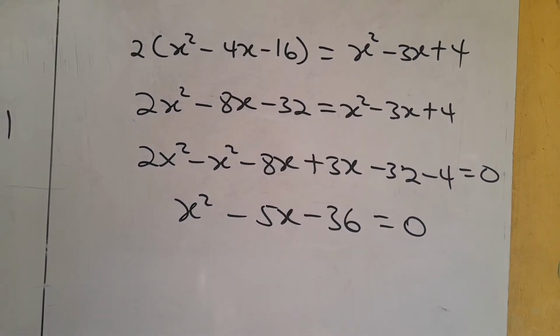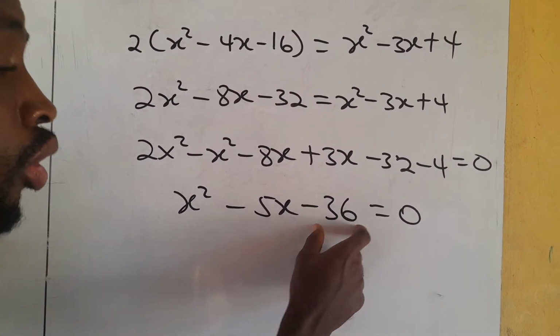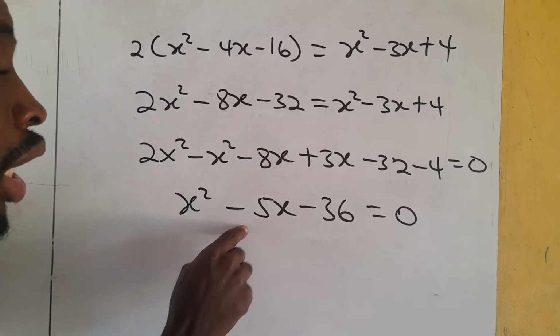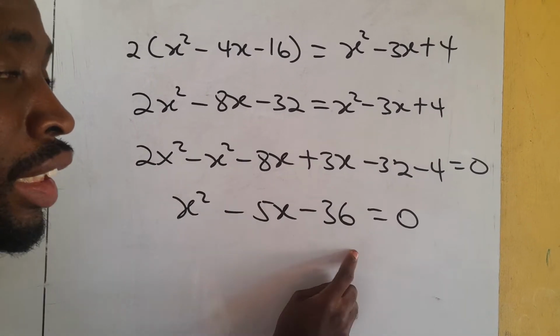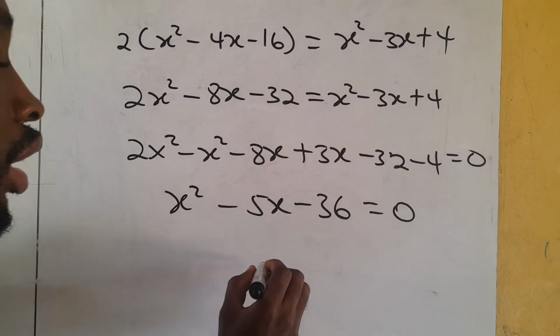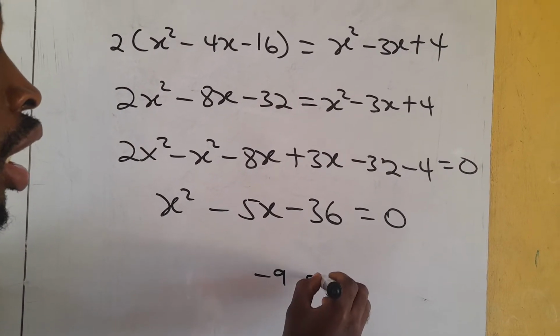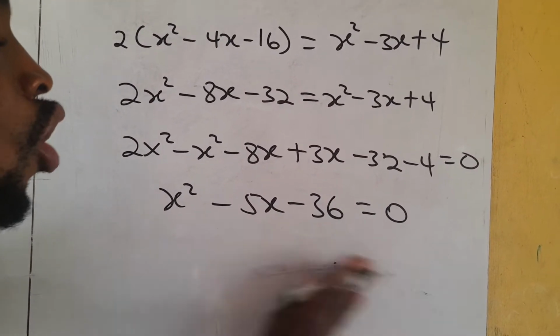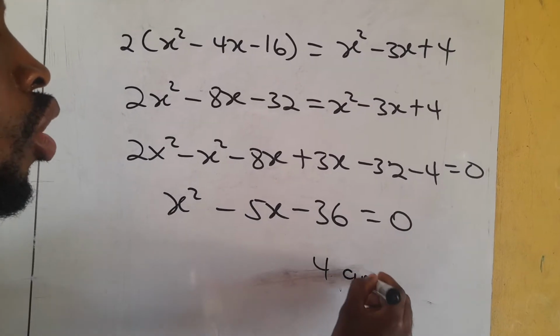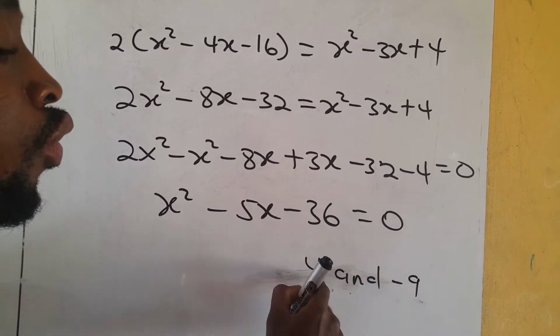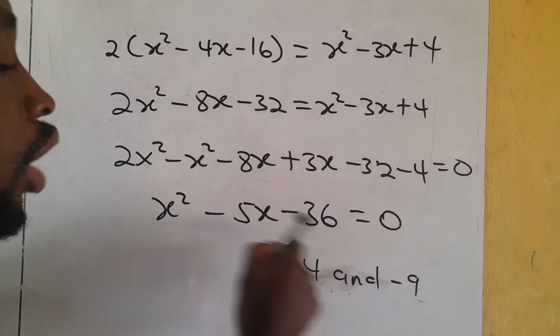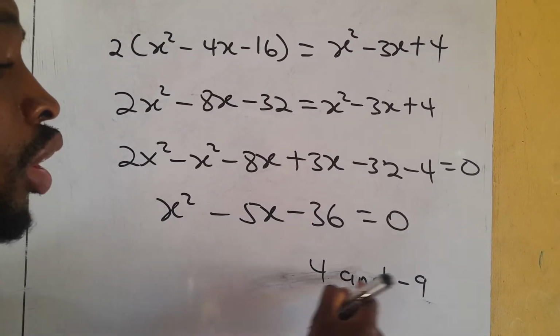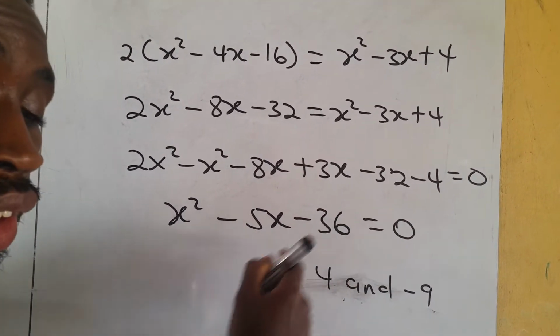This forms a quadratic equation. We find the factors of 36. When we add, we get negative 5. We multiply, we get negative 36. So those factors are negative 9 and 4, or 4 and negative 9. 4 plus negative 9 will be negative 5. Then 4 times negative 9 will be negative 36.